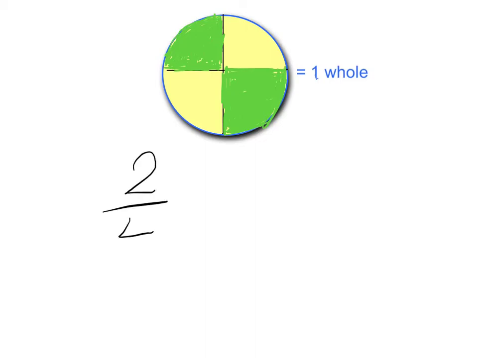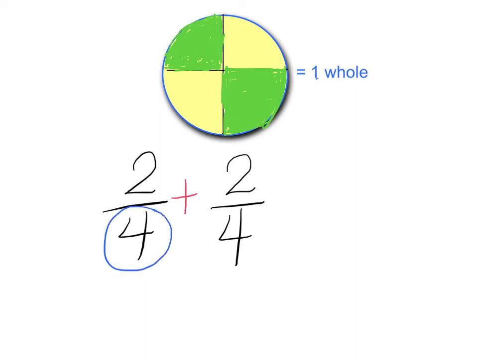Let's look at another problem using the same whole. First, I'm going to divide my whole into fourths. Next, I have colored 2/4 of the whole green, and I have 2/4 of the whole yellow. Because both of the shapes, 2/4 and 2/4, are the same size, I can add these together.